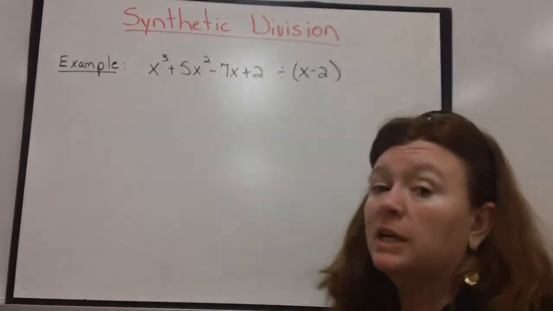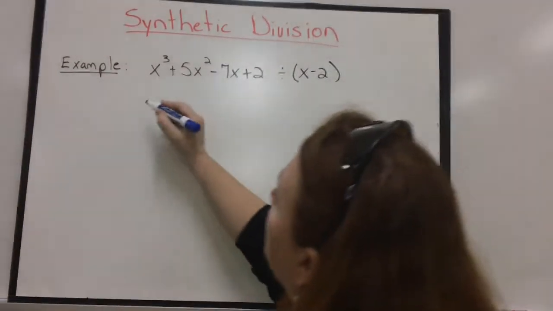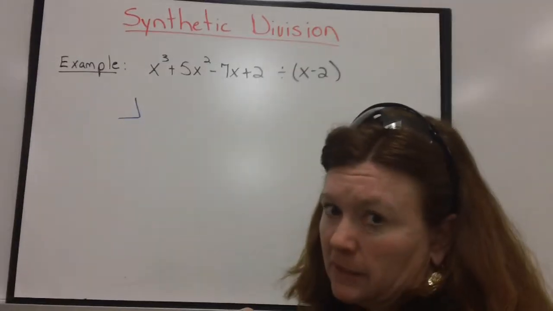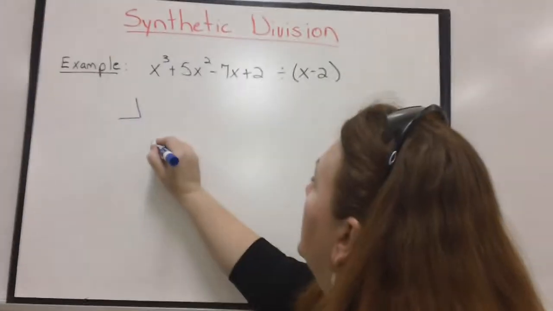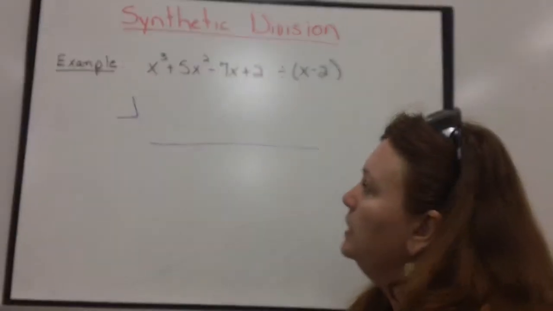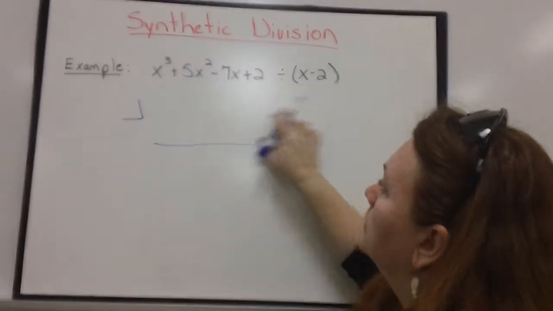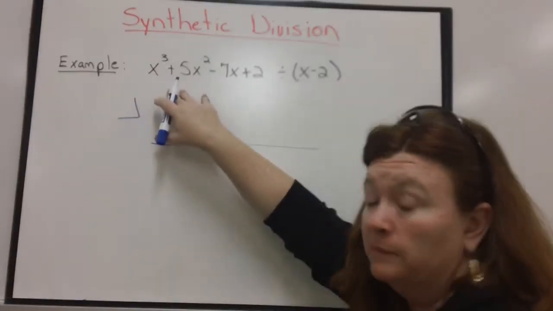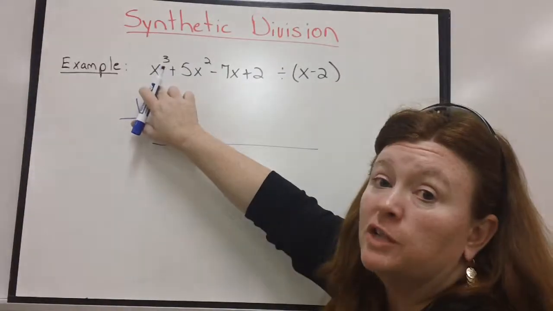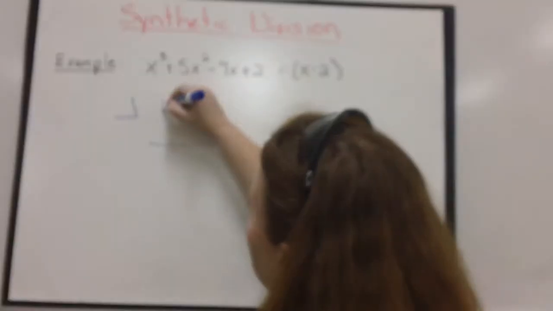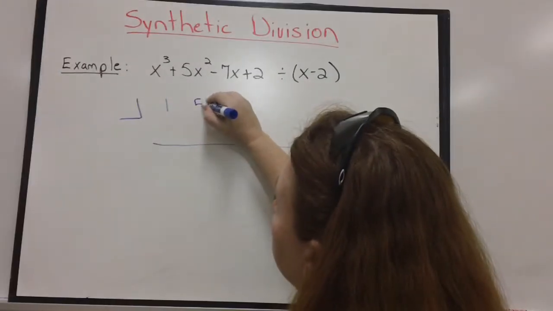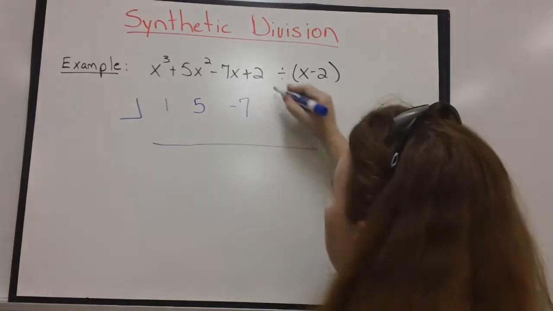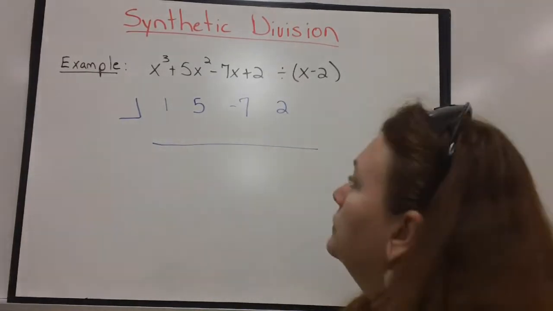So what we're going to do is set it up. It's a strange way, but it's a backwards L, kind of like a little box, half a box. Then we're going to draw a line. Up here, I'm going to put all the coefficients of my polynomial. The first coefficient is a 1, 5, negative 7, be careful to make sure you have the sign with it, and a positive 2.